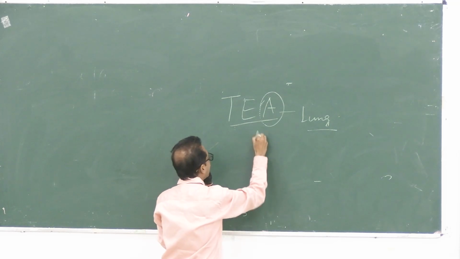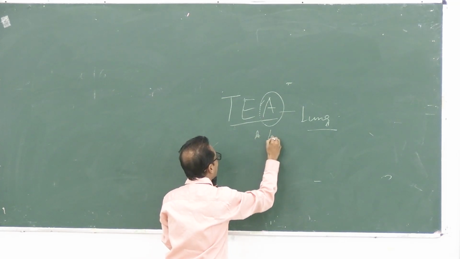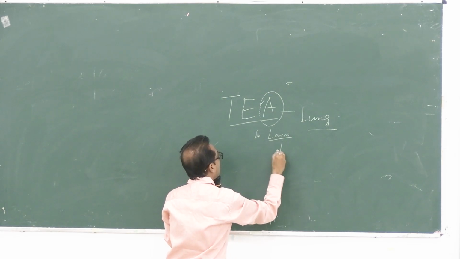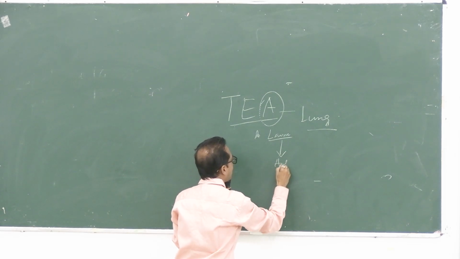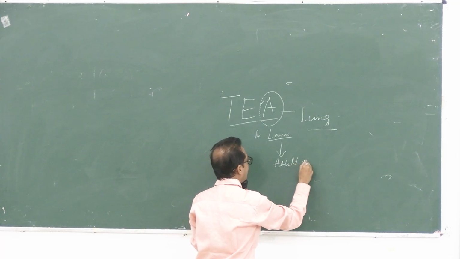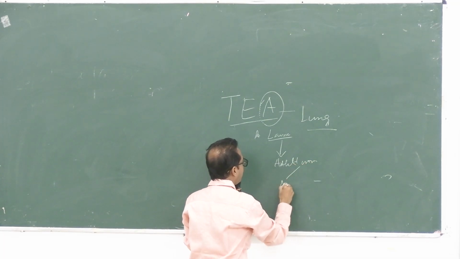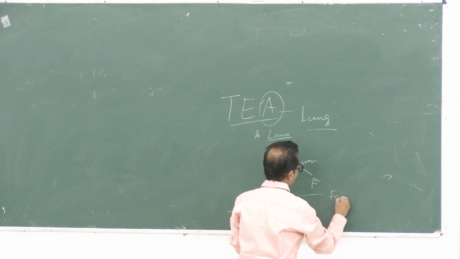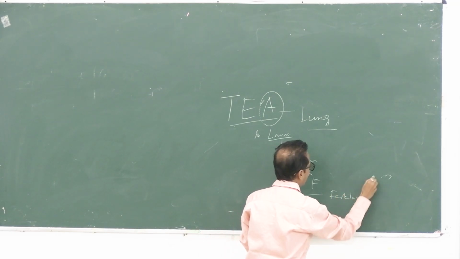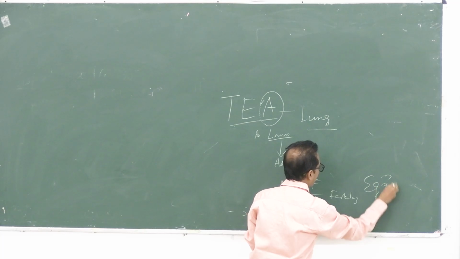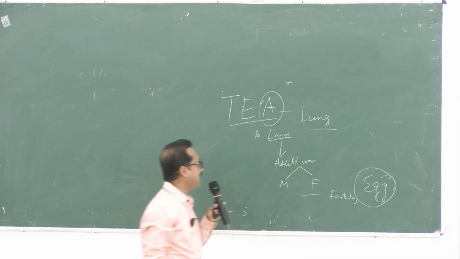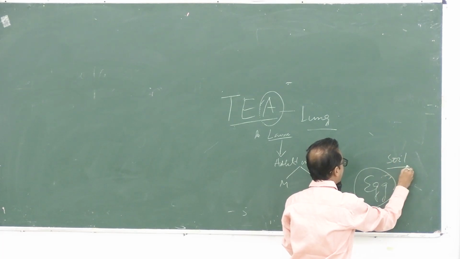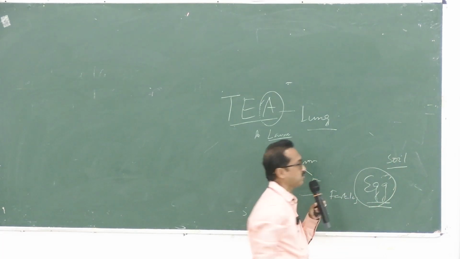How? First is larva, larva to adult worm, male, female, fertilization, egg. This egg is there in the soil, and that is also the infective form and diagnostic form.